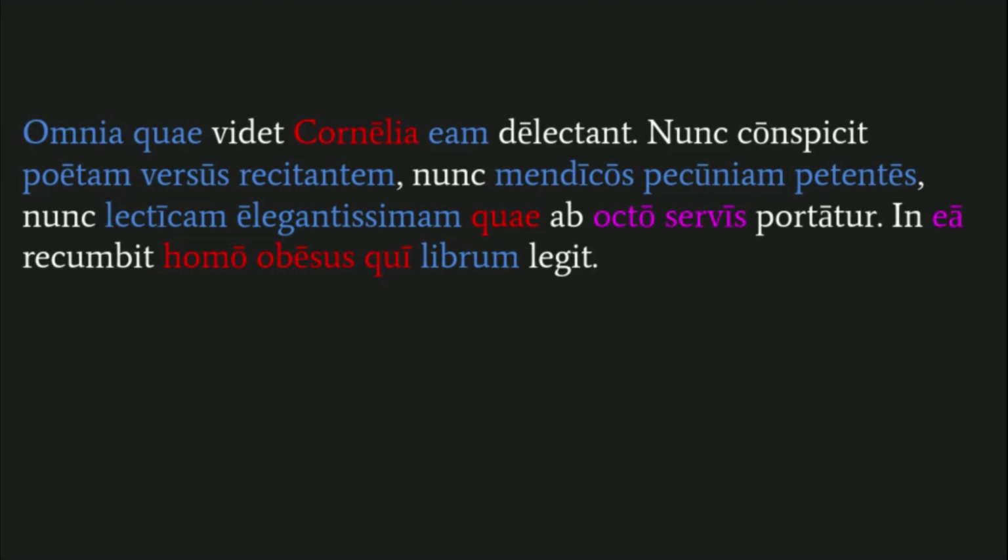sense because it's referring to the homo obesus, the fat man, right? That's the antecedent. So since homo obesus is masculine singular, qui is masculine singular. So qui is nominative because, again, you get the case from what the relative pronoun is doing in its own clause. Qui is the subject of legit, who reads a book. So that's how you can kind of approach this to figure out that you're looking at a relative pronoun.